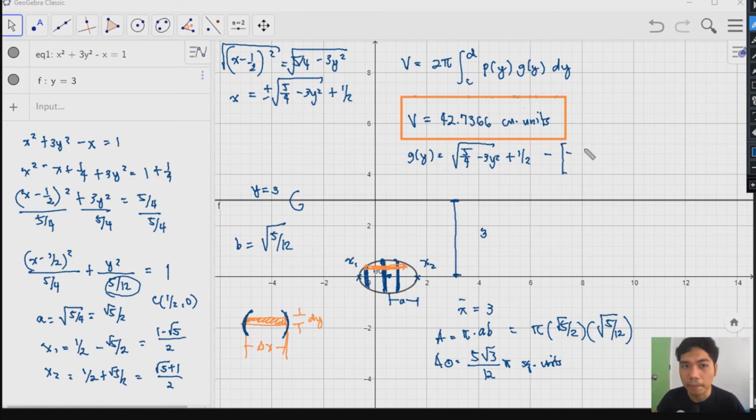And then you subtract the negative part, so that's minus the negative square root of 5 over 4 minus 3y squared plus 1/2. Okay, so g of y, we could see that the 1/2 will cancel out, and then this positive minus negative would be added, so we could have 2 times the square root of 5 over 4 minus 3y squared.